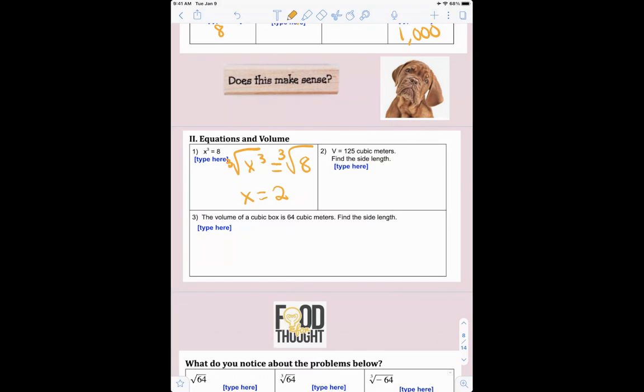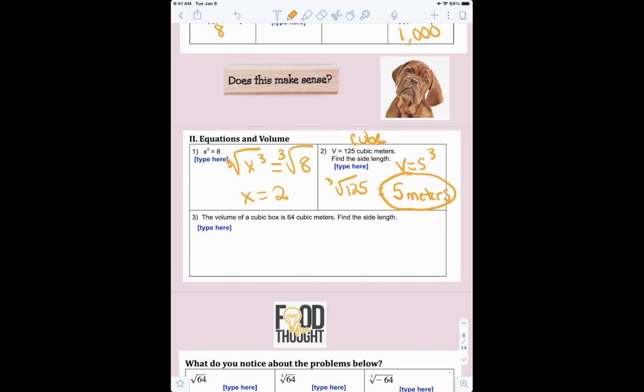In example 2, we're given the volume of a shape is equal to 125 cubic meters, and we're going to assume that this is a cube, and we need to find the side length of this cube. So we know that the volume of a cube is side cubed. So we're going to take the cube root of 125, and that equals 5. And our units of measurement would be in meters. It's very important when we have units that we make sure that we are including them in our answers.